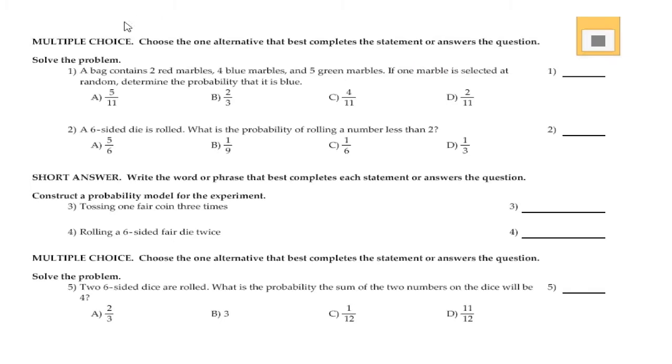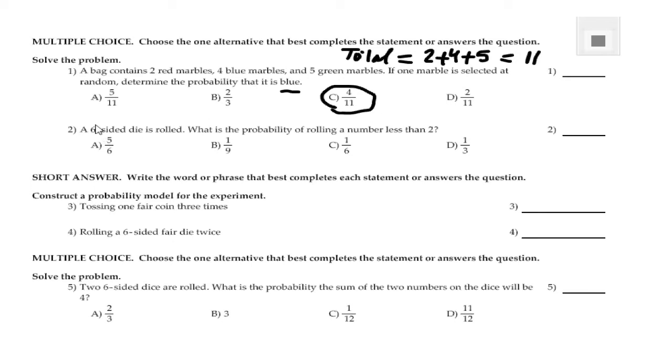Bismillah ar-Rahman ar-Rahim. 11.7 probability. First question, a bag contains 2 red marbles, 4 blue marbles, and 5 green. So the total inside the bag is equal to 2 plus 4 plus 5, which is equal to 11. If one marble is selected at random, determine the probability that it's blue. What is the probability of the event blue occurring? 4. So the answer is 4 over 11.